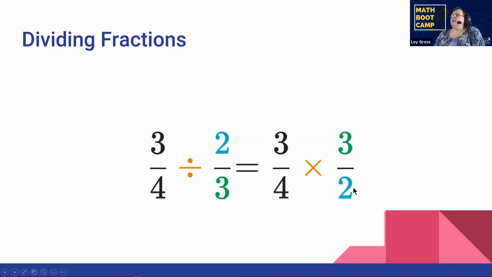So if we copy, dot, flip, now we no longer have a division problem, we have a multiplication problem. Guess what? We already know how to do that one.